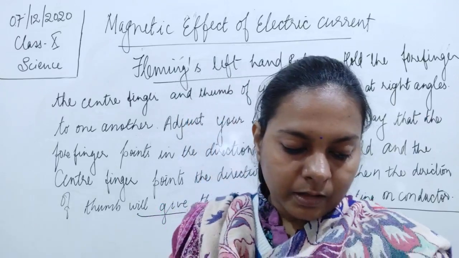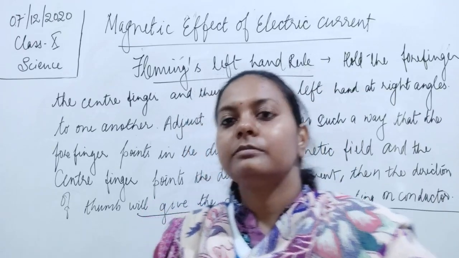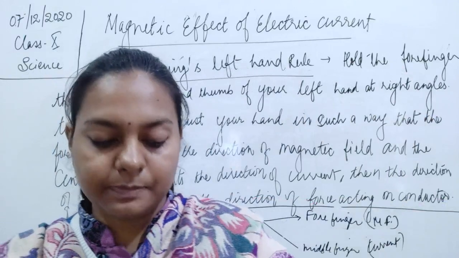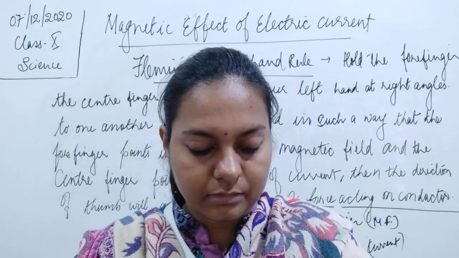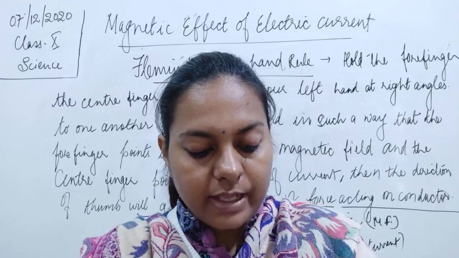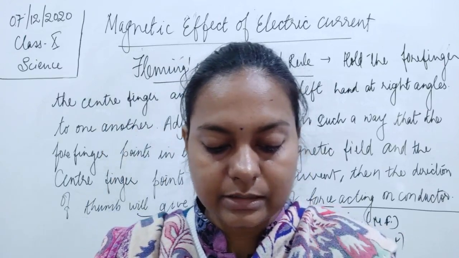Suppose that there is a vertical current carrying conductor which is placed in a magnetic field from west to east. Okay, from west to east.